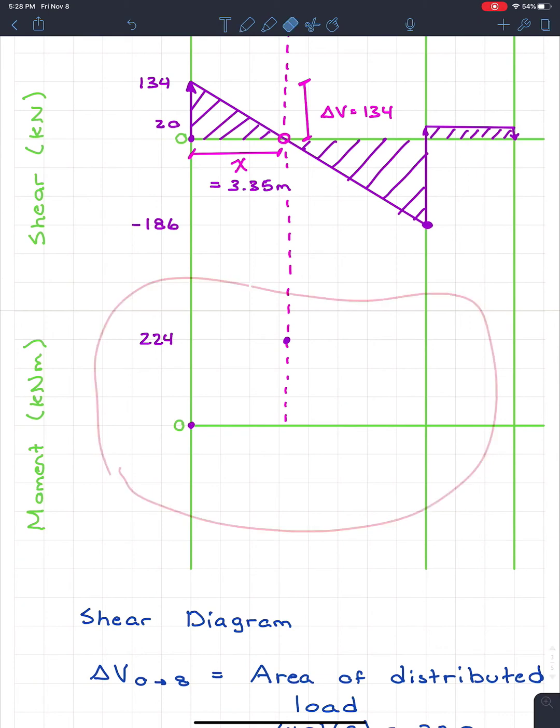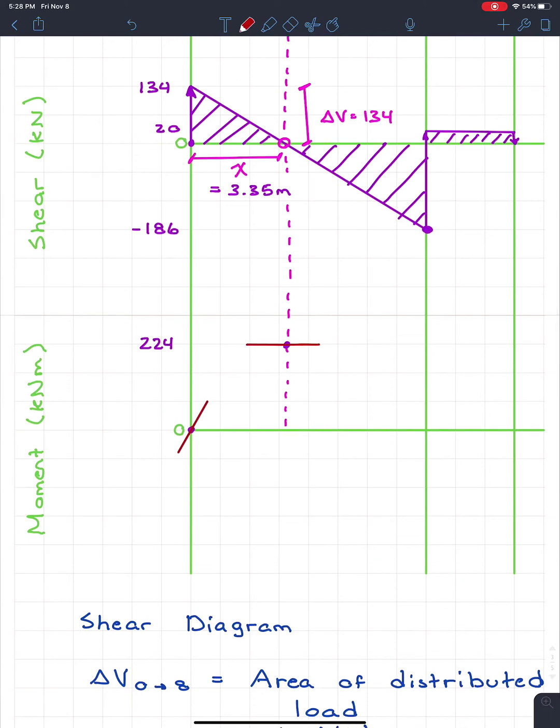So if I erase this real quick, and I look at x equals 0, so at my point x equals 0, I have a shear of 134 kilonewtons. So what that means is the slope at this point is going to be positive. It's positive 134. I don't need to make it exact, I just need to know it's a positive slope. And if I look at my next point, which is x equals 3.35, I know that my shear at that point is 0. So my slope at this point is 0.